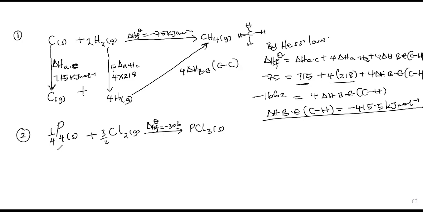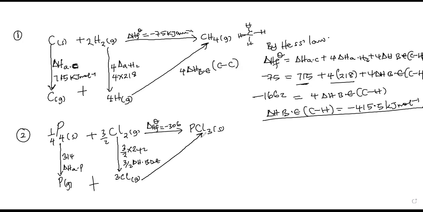So phosphorus undergoes atomization and we shall form one phosphorus gaseous atom, and it was given as 314, that energy. So we have the enthalpy of atomization of phosphorus. Then we've got the bond dissociation energy, but it is 3/2 moles dissociating, so allow me to say that it is 3/2 × 242. So we are forming 3 chlorine gaseous atoms. Of course here we have done it as 3/2 × the bond dissociation energy of chlorine.